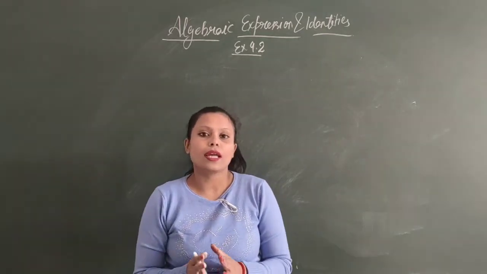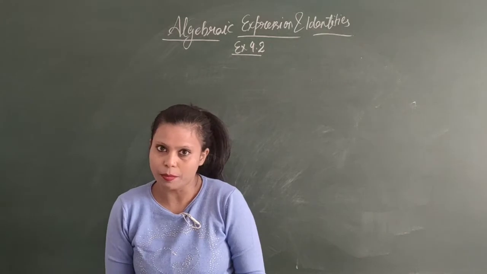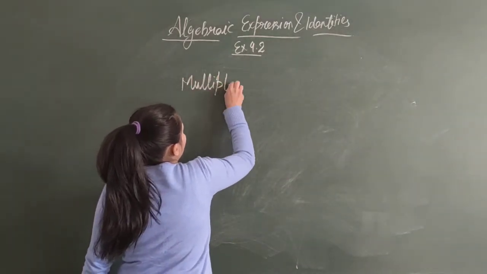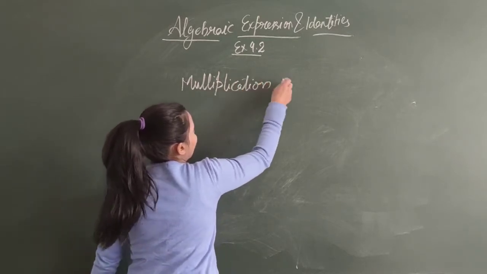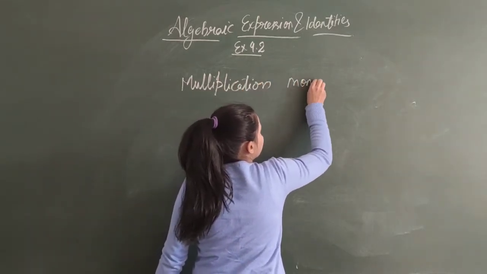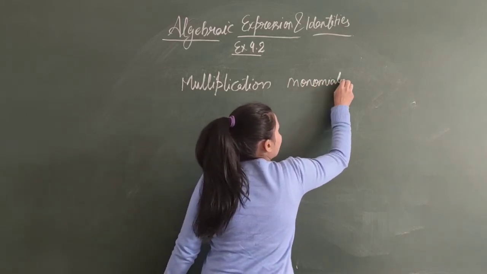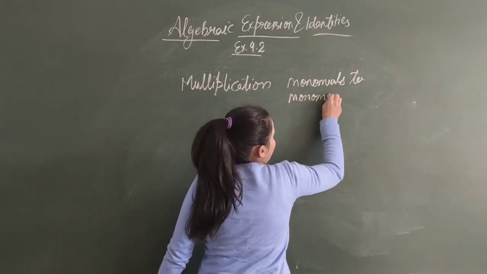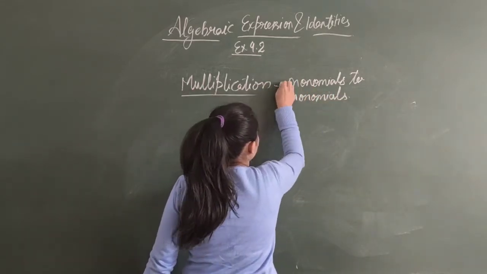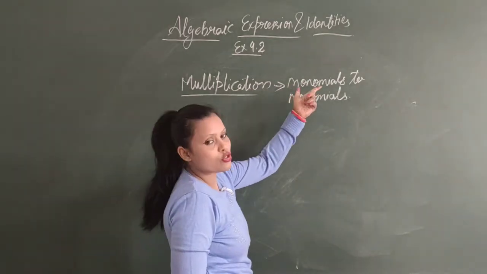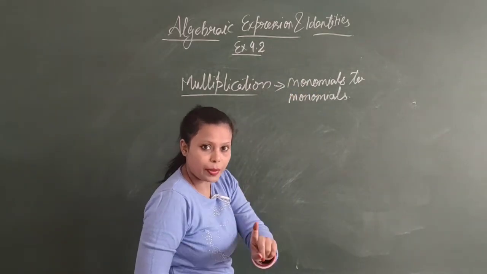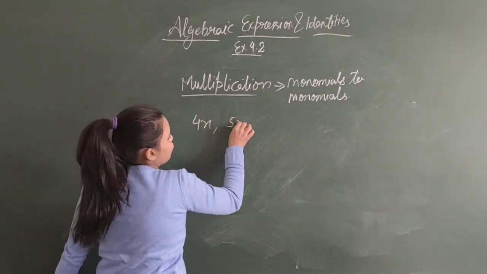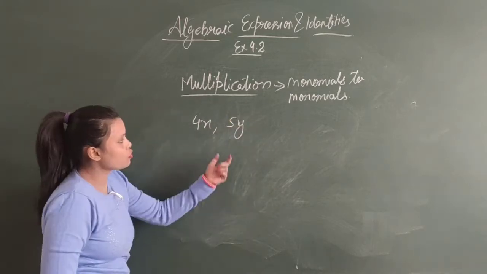So as we have done addition and subtraction, now we will study multiplication of monomials. That means we are going to have expressions in which only one term is given, right? Like 4x and 5y. We have to multiply these terms.